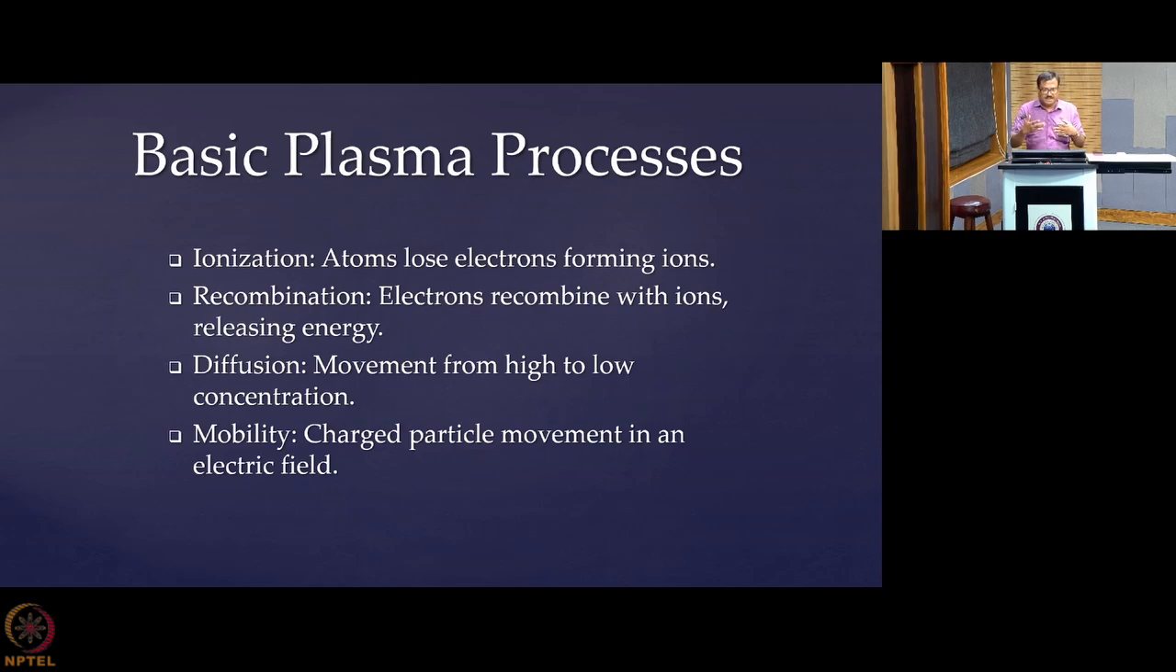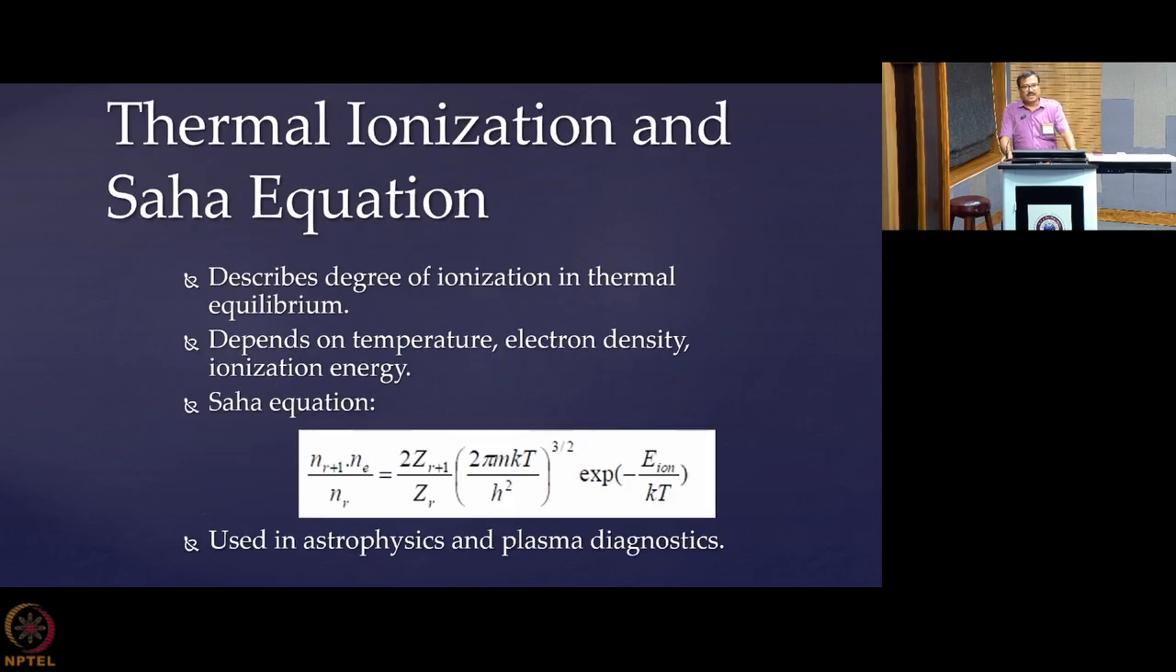So if you keep these ideas in your mind, then you will be able to say what is plasma and how that is formed through the basic plasma processes. Then what we described, and rather derived, in our classes are the thermal ionization and the Saha ionization equation that helps in understanding that. The thermal ionization and Saha equation basically describe the degree of ionization in thermal equilibrium. It depends on temperature, electron density, and ionization energy, of course.